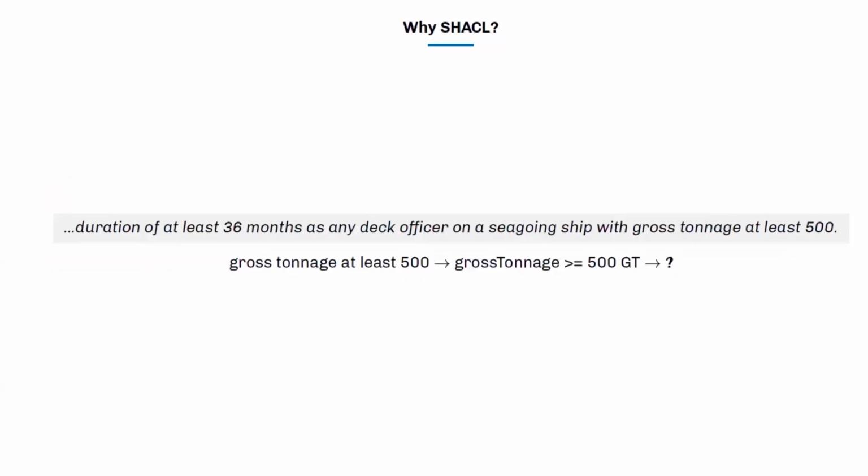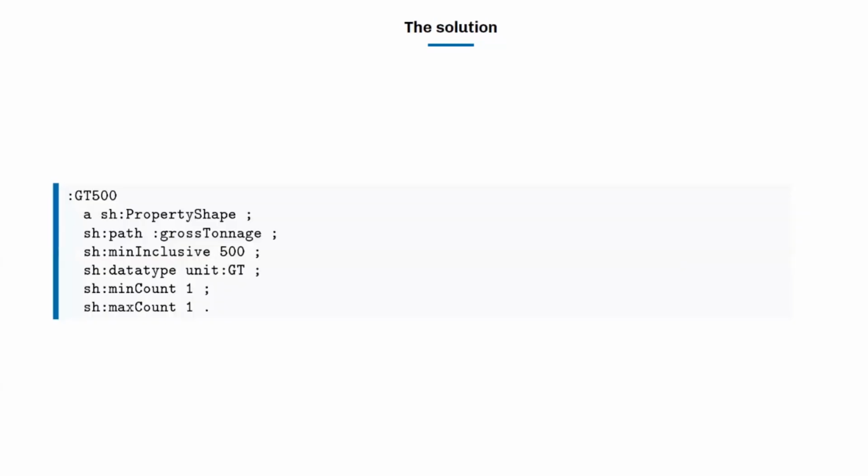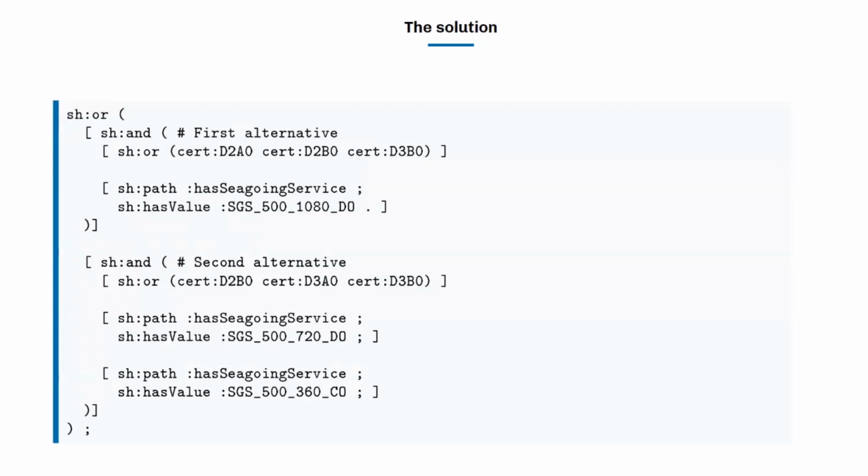So here we have the mention of duration of at least 36 months as any deck officer on a seagoing ship with gross tonnage at least 500. So the requirement of gross tonnage at least 500, how can we model that? So in Shackle, it will be a property shape considering gross tonnage with a min inclusive on 500 and the data type unit GT, which is gross tonnage from the QUDT unit ontology. And we have a min and max count of 1, meaning it's unique and mandatory for this particular certificate.